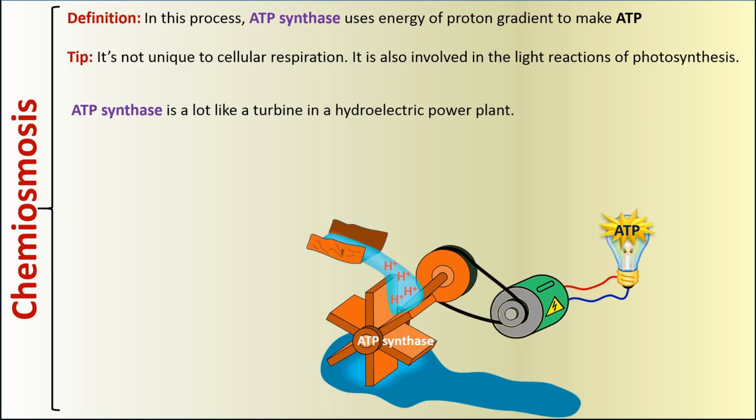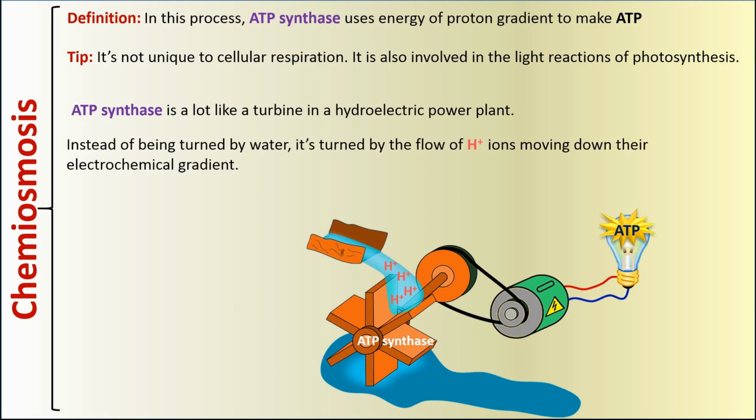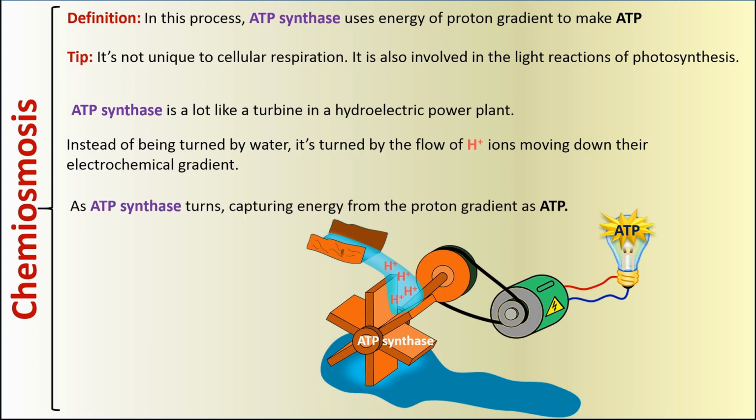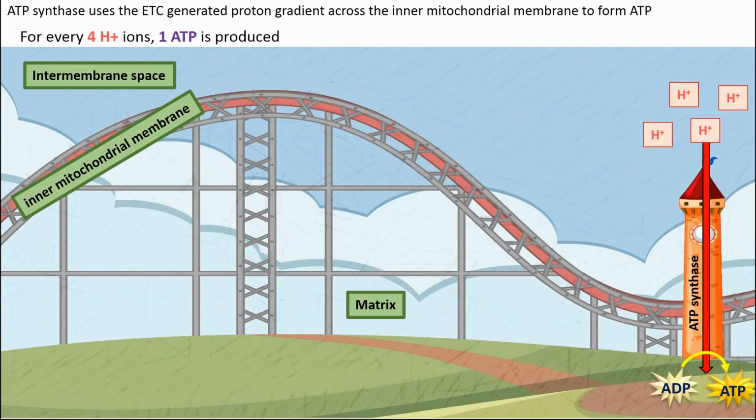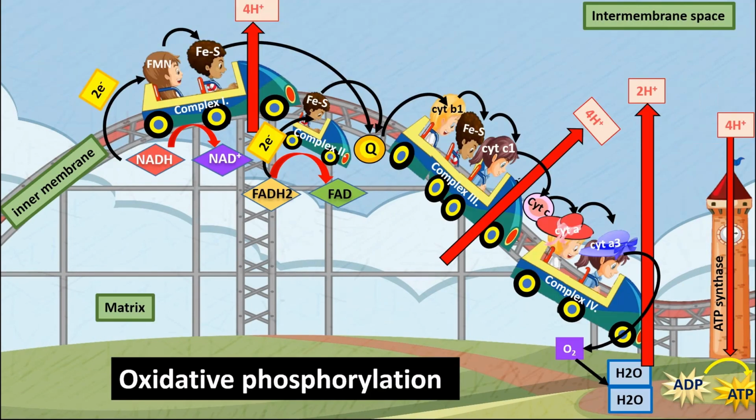ATP synthase is a lot like a turbine in a hydroelectric power plant. Instead of being turned by water, it's turned by a flow of proton ions moving down their electrochemical gradient, as ATP synthase turns, capturing energy from the proton gradient as ATP. In chemiosmosis, ATP synthase uses the ETC-generated proton gradient across the inner mitochondrial membrane to form ATP. For every 4 proton ions, 1 ATP is produced. You can see here all steps of oxidative phosphorylation.